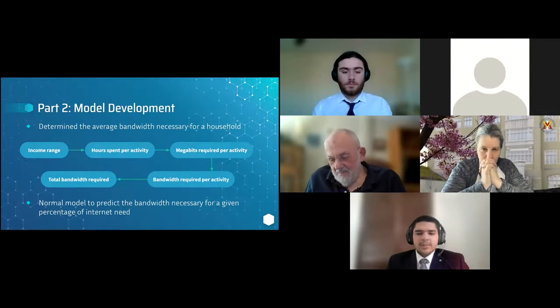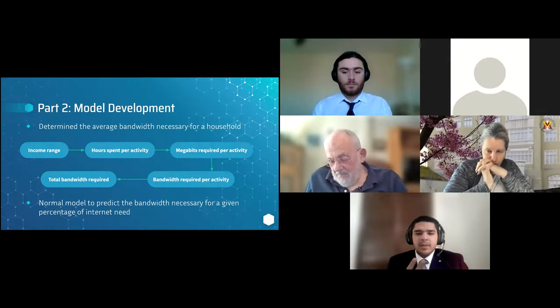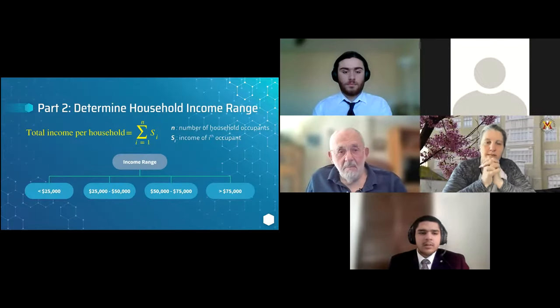To determine the average bandwidth necessary for each household, several factors were taken into account, including the household's income range, the amount of time individuals in each household spend on different activities, and the amount of megabits required per activity. To obtain the minimum bandwidth needed for each household to meet 90% and 99% of their needs, we created a normal model. Lacia will now further discuss how we implemented this normal model.